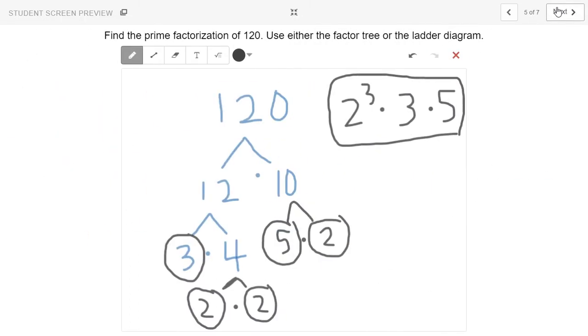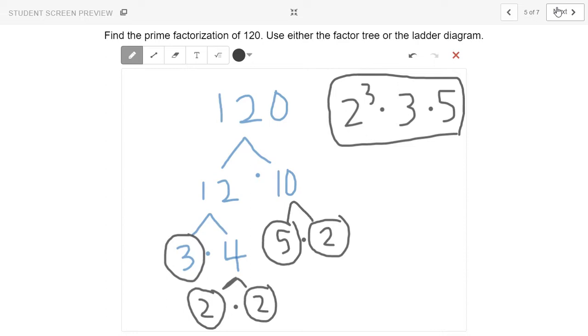Find the prime factorization of 120. Use either the factor tree or the ladder diagram. 120, I chose to do 12 times 10. You could do 6 times 20. Like you could try all different factors too. 12 and 10, they're both composite, so I keep going.